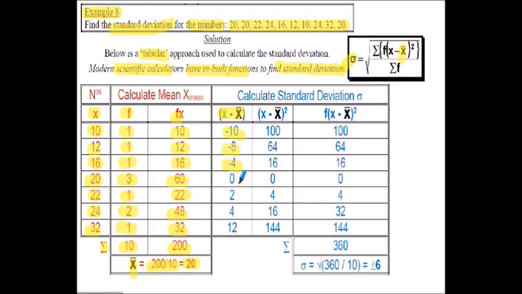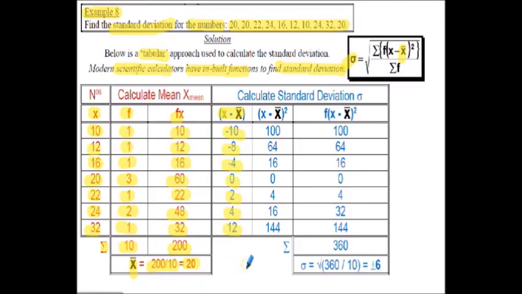And for the next row, where the x value is 20, so 20 take away x bar, which is 20, gives me 0. And I've got 22 as an x, take away 20 for the x bar, gives me positive 2. 24 take away 20 gives me positive 4. And 32 take away the x bar of 20 gives me 12.